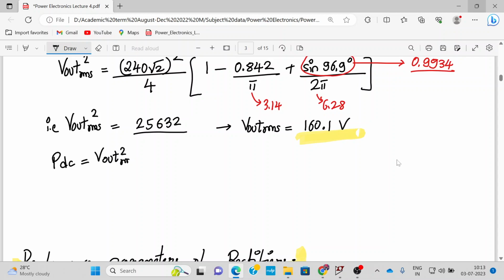Just a second. Yeah, PDC will be, okay. It's loading a little.